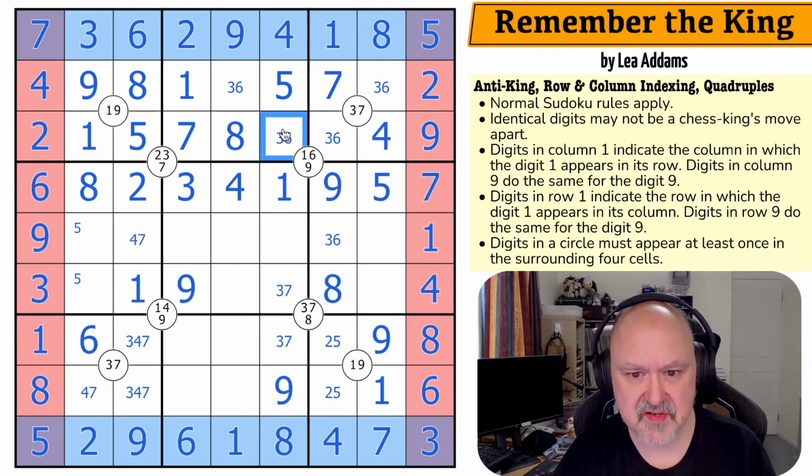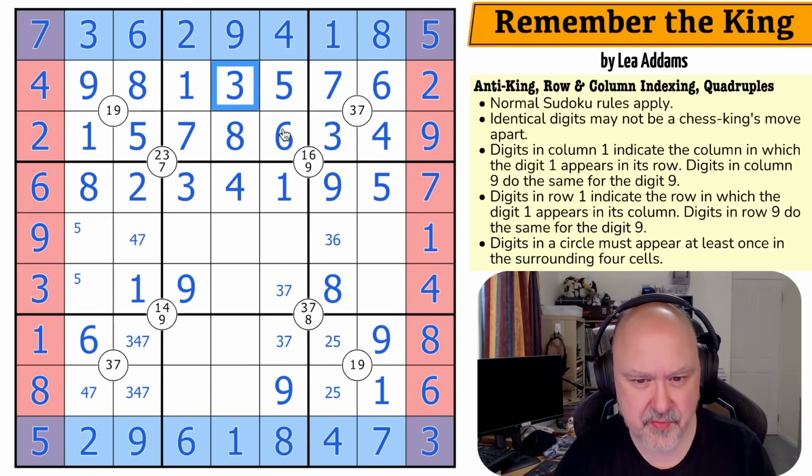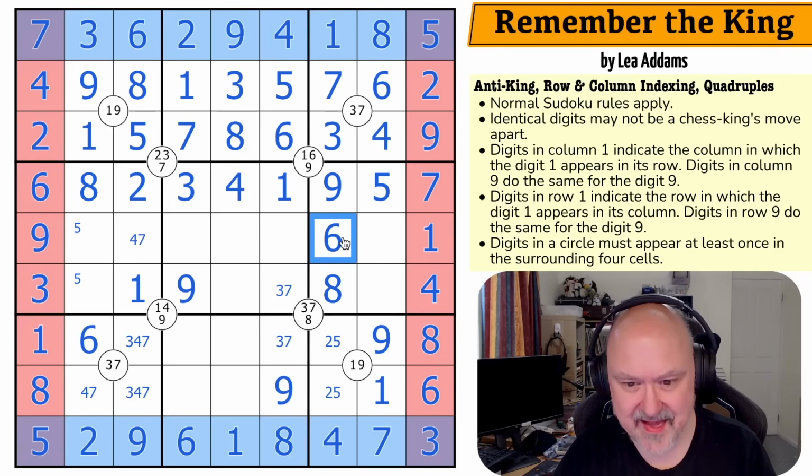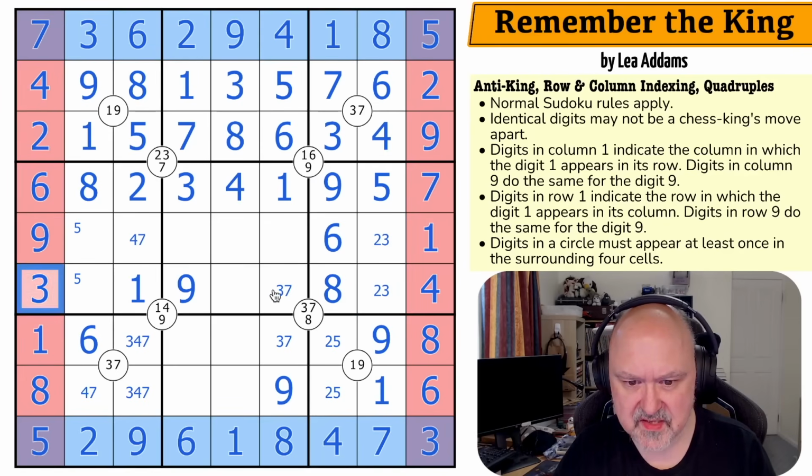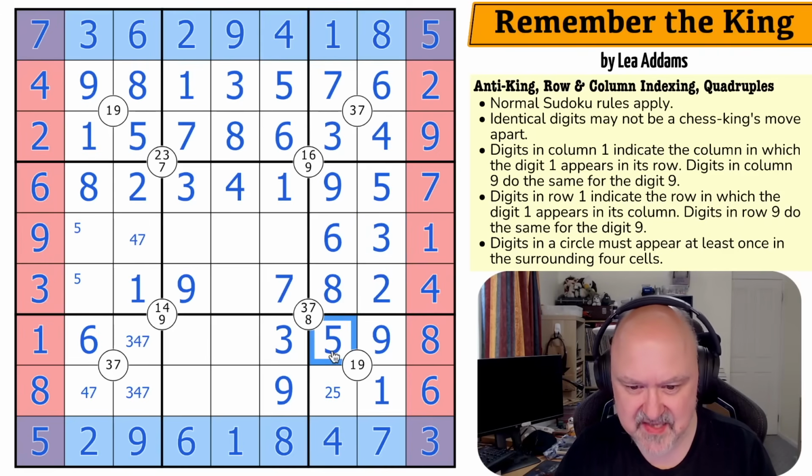The 3, 7 is looking up, making that the 6, which makes that the 3, which makes that the 6, which makes that the 3. The 3 looks down, making that the 6. These 2 and 3. The 3 is looking across, making that the 7 and that the 3. It makes that the 2 and that the 3. The 2 by anti-king makes that the 5 and that the 2.